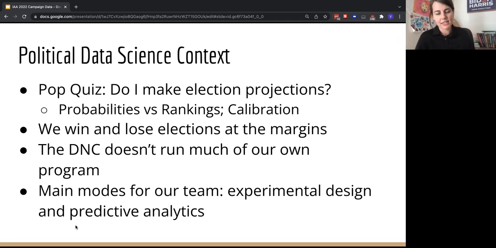Almost final piece is that the DNC itself does not run much of our own program. We are not out there actually running elections. We support folks who run elections, and we provide kind of like open source resources for our campaigns. So that kind of changes the whole environment that I'm practicing political data science in. And then the final piece is that the main analytical tools that we use on our team are around experimental design and predictive analytics and machine learning.